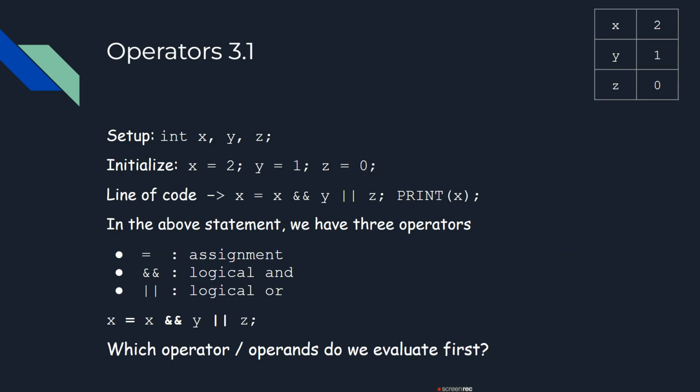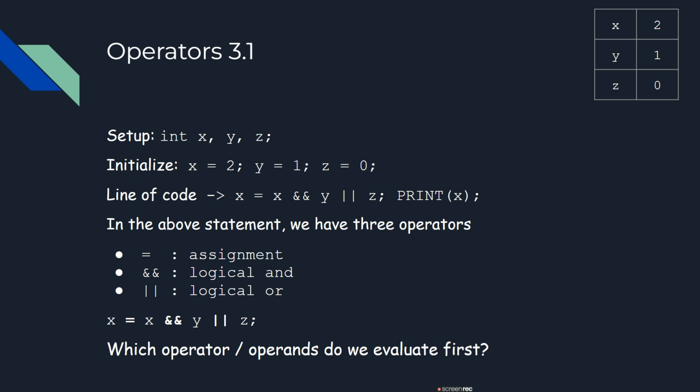Jumping into our operators 3.1, in the code we have our setup where we declare three integer values x, y, and z. In the subsequent line, we go ahead and initialize these three variables to be 2, 1, and 0 respectively for x, y, and z. And then we're going ahead and try to evaluate the line of code: x is equal to x, ampersand, ampersand, y, vertical line, vertical line, z, followed by the invocation of the parameterized macro print.